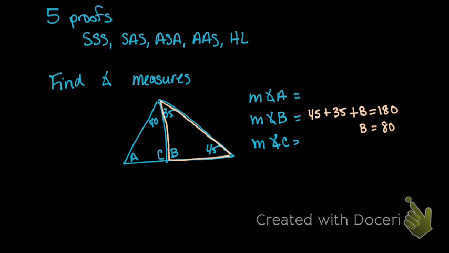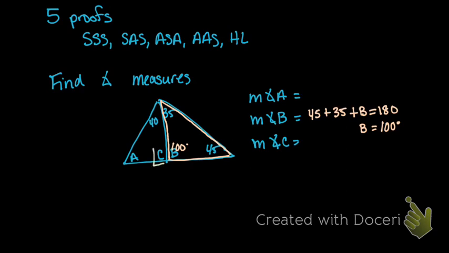Okay, and that's because 45 plus 35 is 80. So then when you subtract 80 from 180, you get 100. So the measure of angle B is 100 degrees. So I'm going to go back and label that there. After we do that, then we can find the other one.